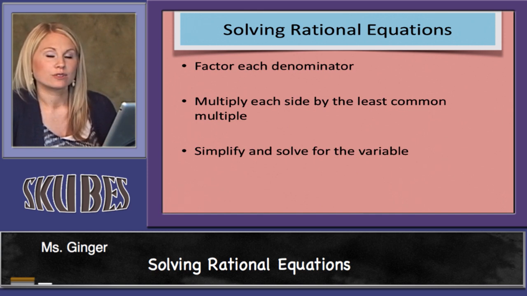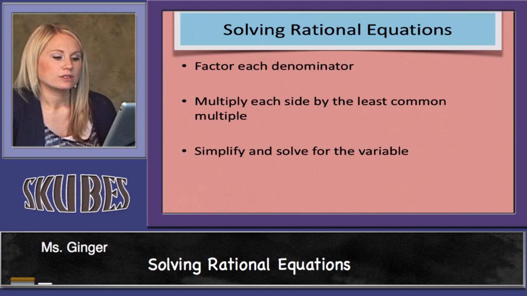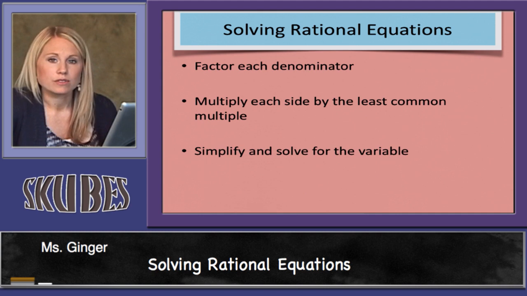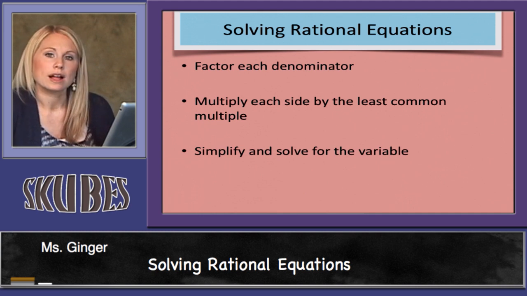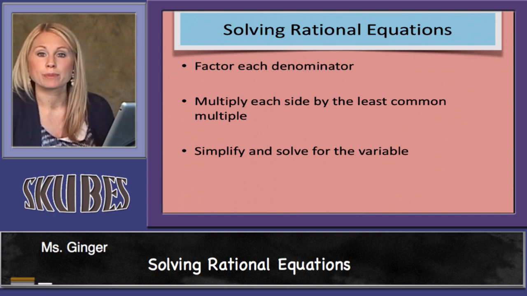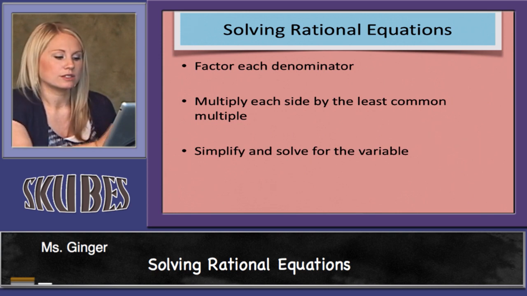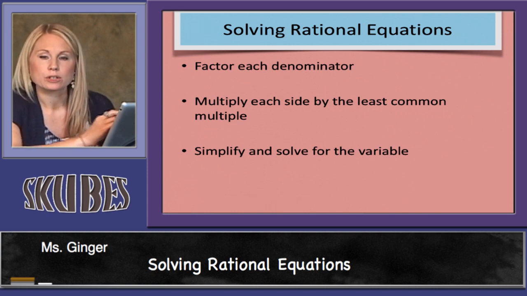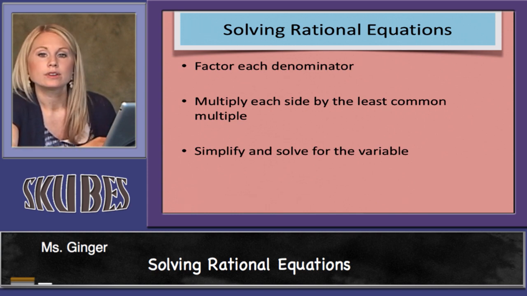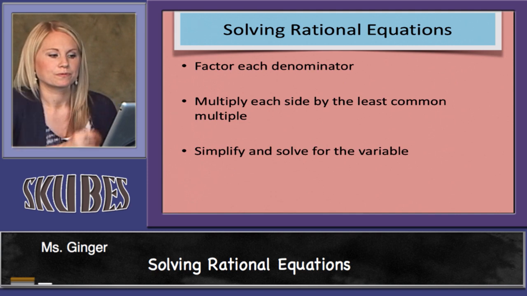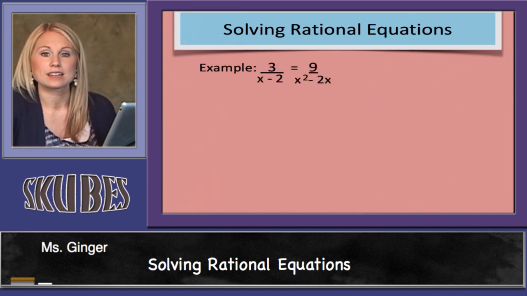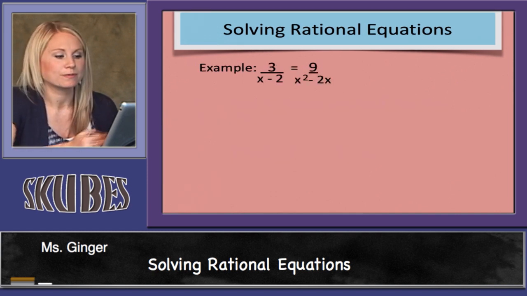So our strategy for these is going to be to factor your denominators, if possible. Then you're going to find the least common multiple of those denominators, and you're going to multiply both sides of your equation by that. And then you're always going to simplify, look for things to simplify and cancel out, solve for your variable, which means to get the variable by itself, and then you're finished. So we're going to take a look at an example and use those strategies.